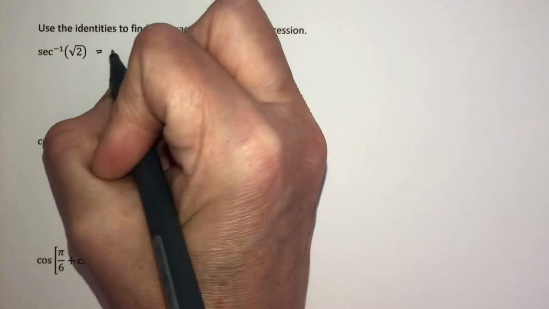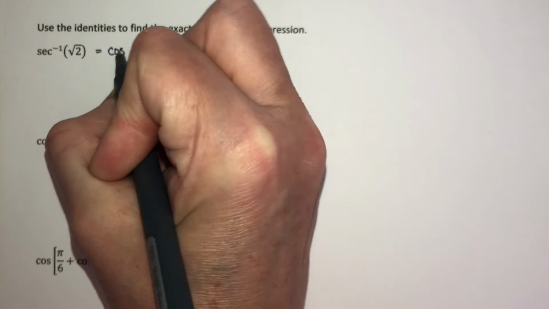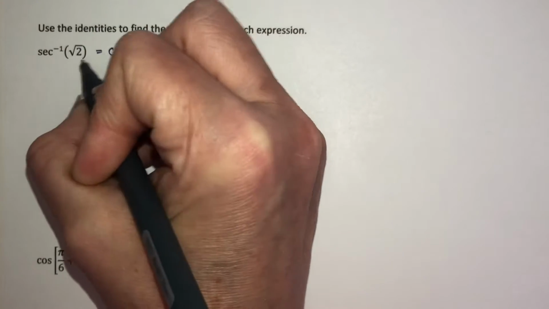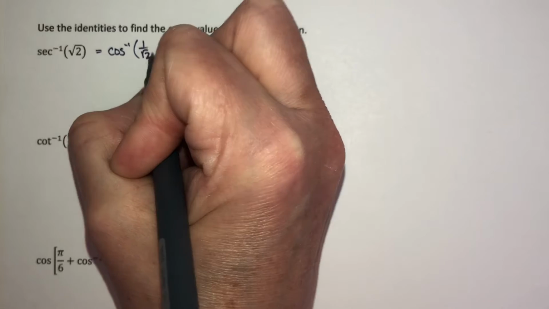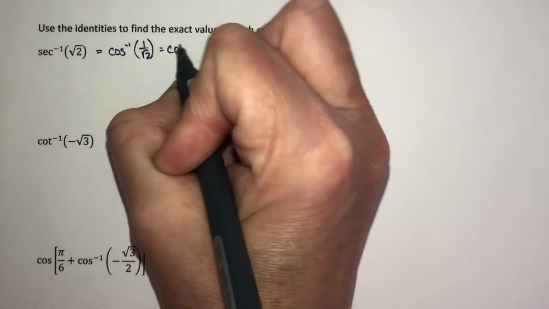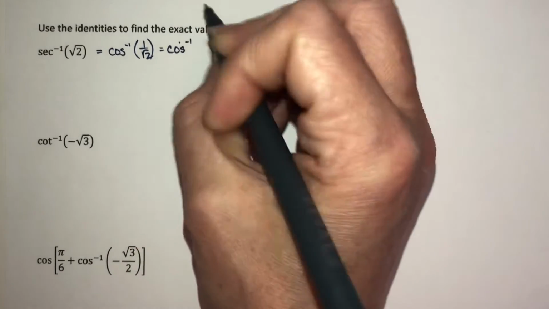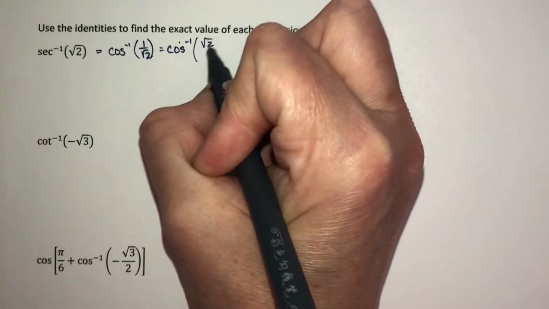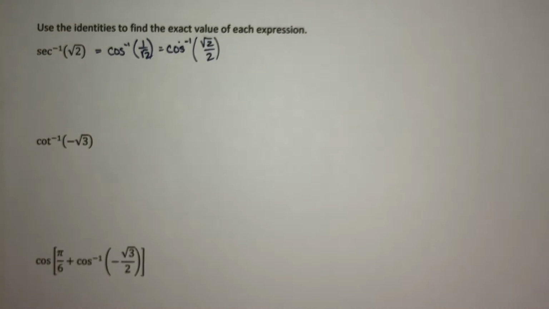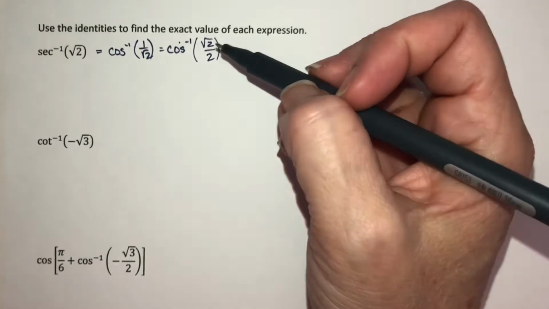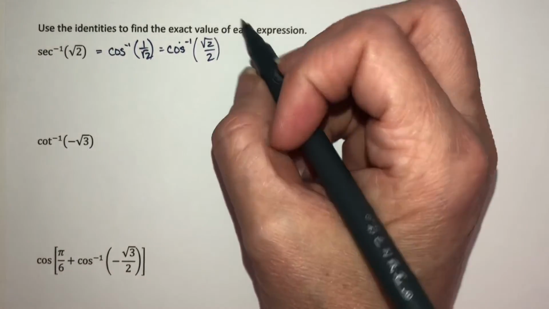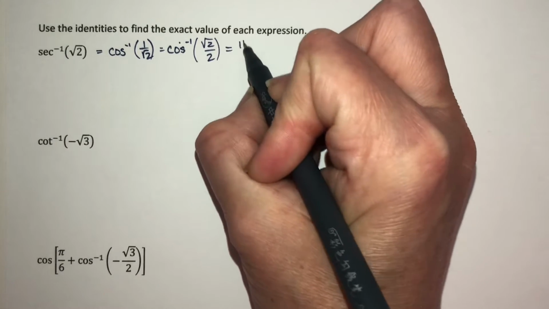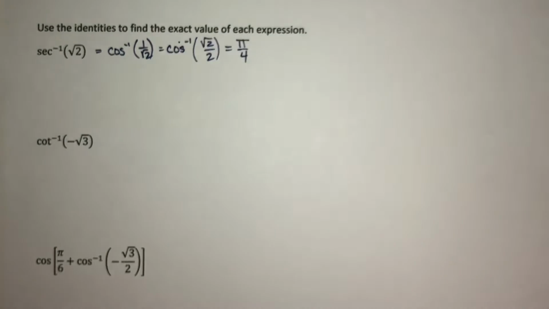So it's equivalent to find cosine inverse of the reciprocal of this, which is 1 over the square root of 2, which is equivalent to cosine inverse of square root 2 over 2. And you will get an answer in the first quadrant where cosine is positive, square root 2 over 2, and that is at pi over 4. Okay?